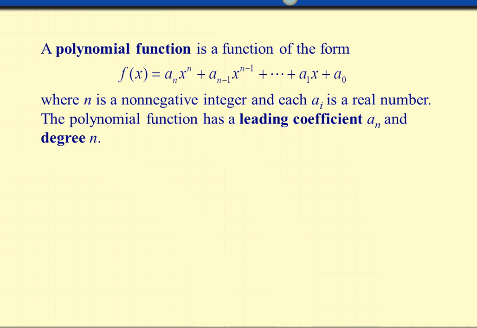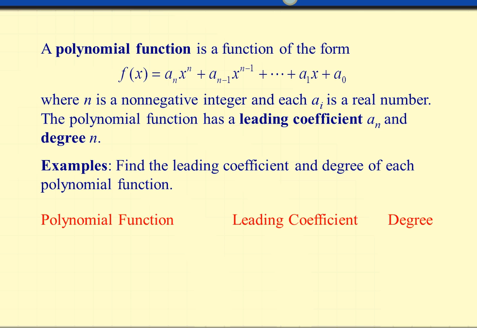So, the polynomial function here, as I've already mentioned, has a leading coefficient of a sub n. That is, we're assuming that the degree of the polynomial is n. That's the highest power of x. And so the coefficient in front of that highest power of x is called the leading coefficient. Even if it's not in the correct order, if the highest power of x is somewhere inside of the polynomial, then the leading coefficient is still the coefficient of the highest power of x, regardless of the order it's written in.